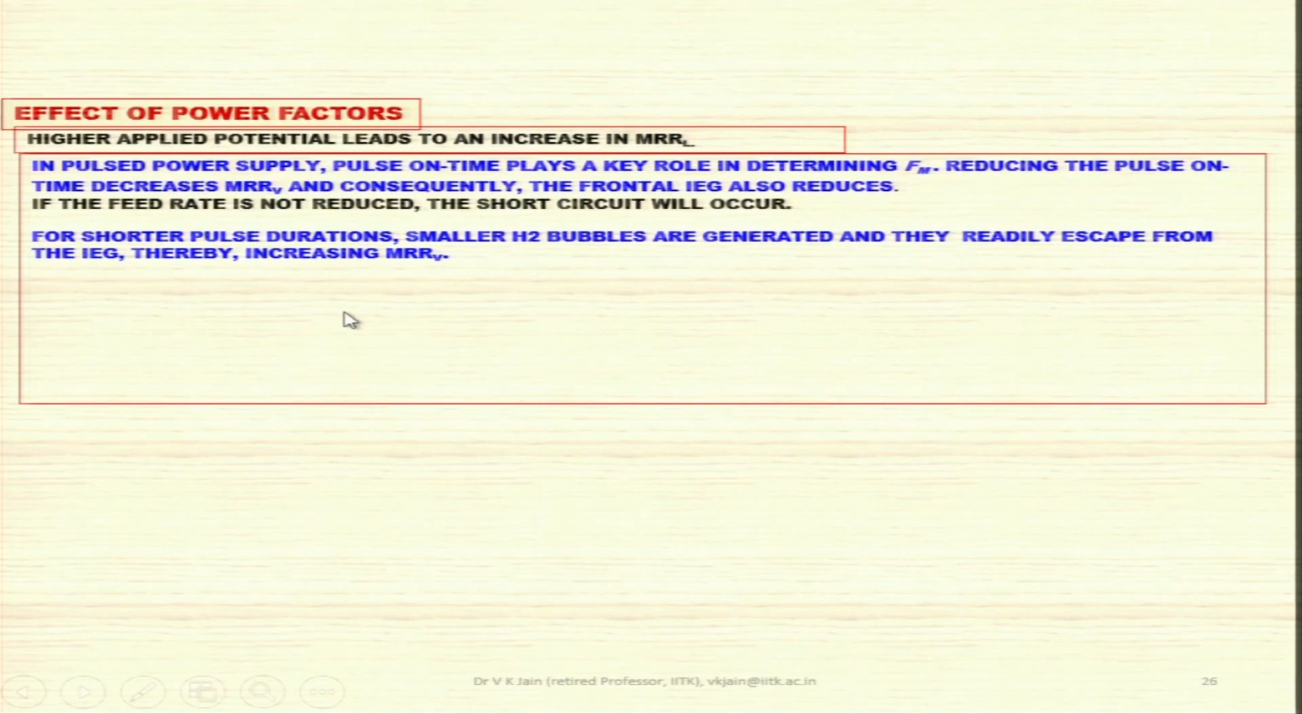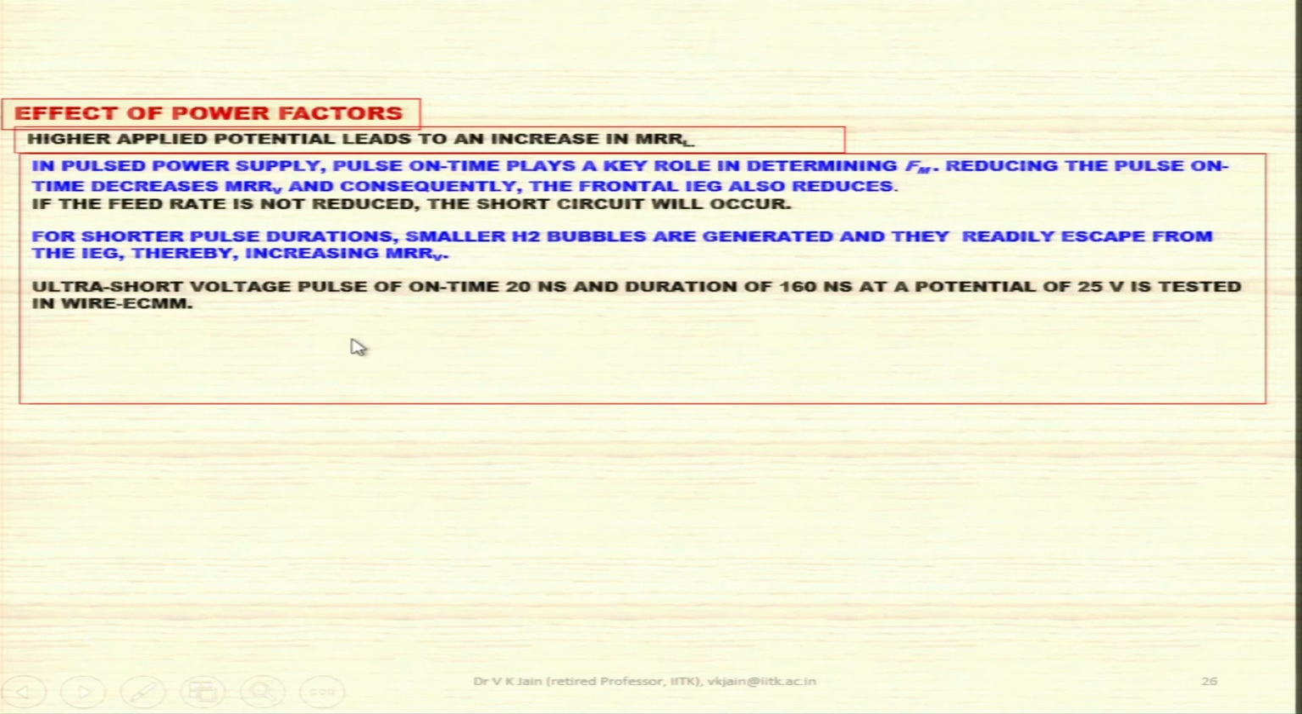For shorter pulse duration, smaller hydrogen bubbles are generated and they readily escape from the inter-electrode gap, thereby increasing volumetric material removal rate. An ultra short voltage pulse with an on time of, say, 20 nanoseconds and a duration of 160 nanoseconds at a potential of 25 volt is tested in wire ECMM.